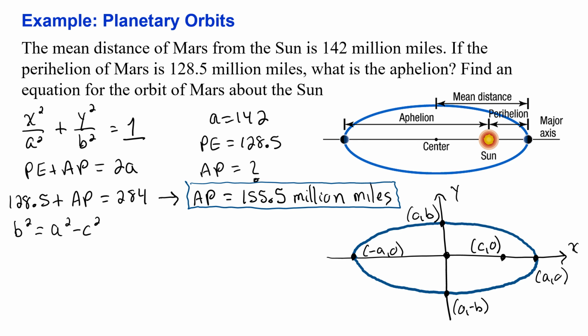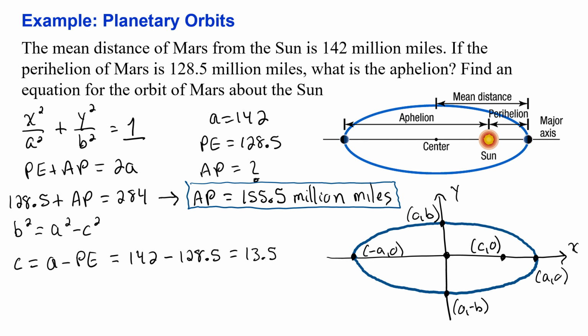Now this necessitates that we calculate the distance c, which is the distance from the center of the ellipse to the Sun. From our diagram of the orbit, we can note that the value of a minus the perihelion will be the distance c. So we can write c is equal to a minus PE, which equals 142 minus 128.5, which is 13.5. Again, recall this is a magnitude of millions of miles.